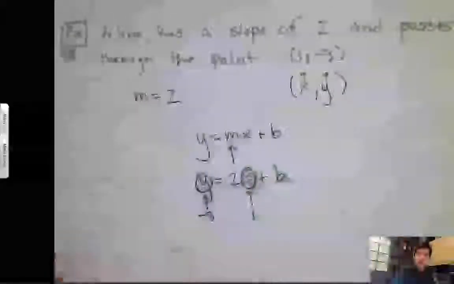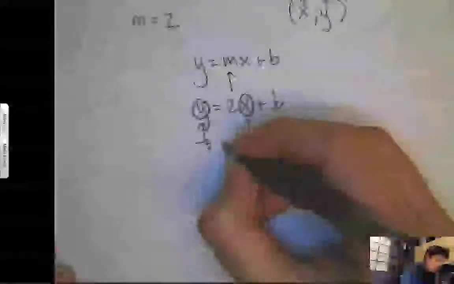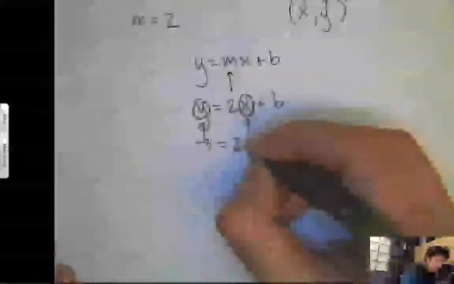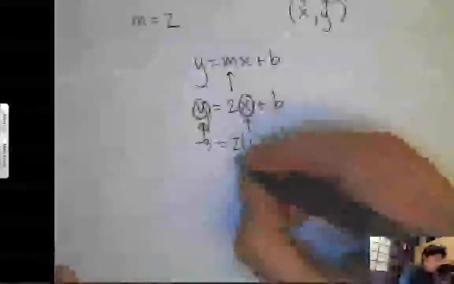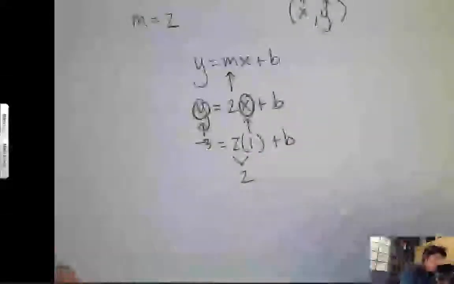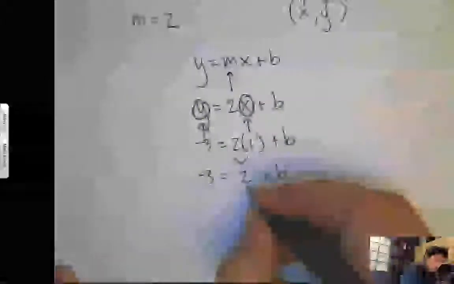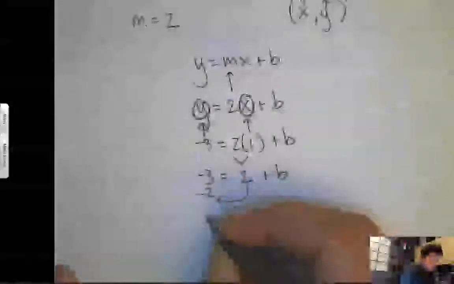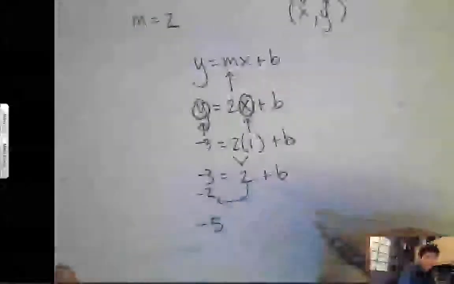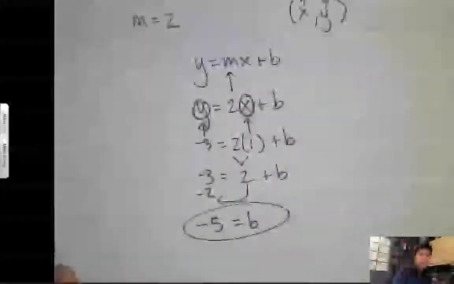And I'll do my work and I'll solve. So let's solve this thing. Negative 3 equals 2x, so 2 times 1 plus b. Easy, we can do it from here. 2 times 1 is 2. So we have negative 3 equals 2 plus b. Going to subtract the 2 over, flip it over to a negative 3 minus 2, which is negative 5, equals b. And I'm going to circle that as my value.